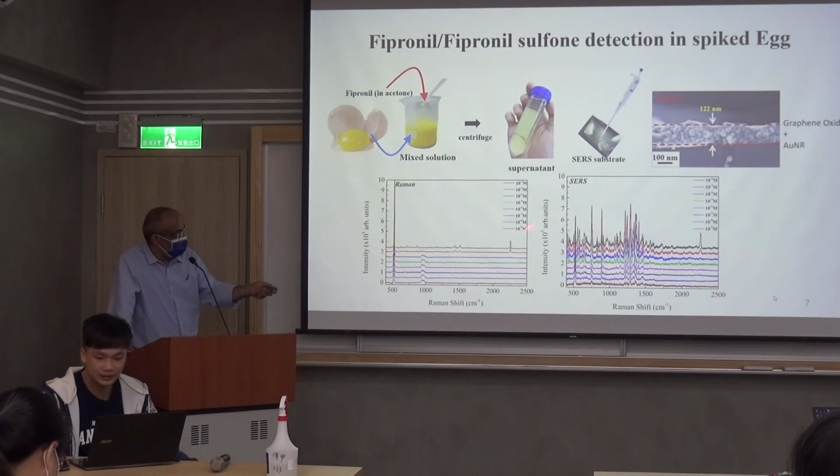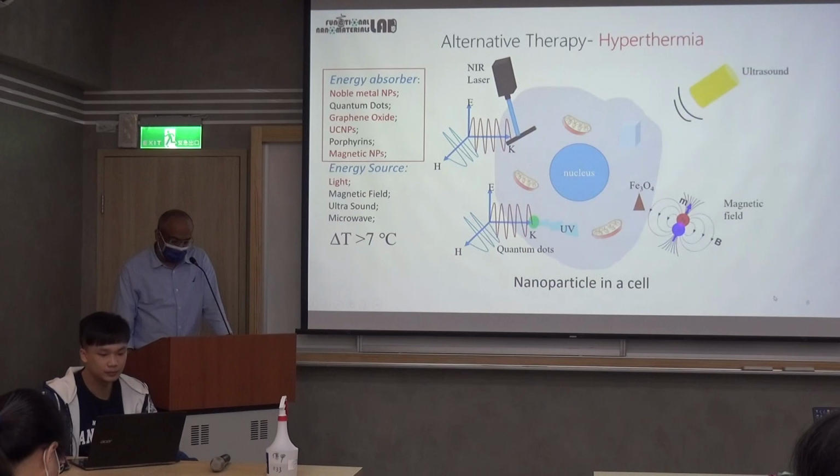So you can see that if I don't use that substrate, my signals are quite small, and I can only detect a very high concentration. But if I use a special substrate, then my signals are quite strong, and I can detect very low concentrations of this chemical in egg. So this is one example.